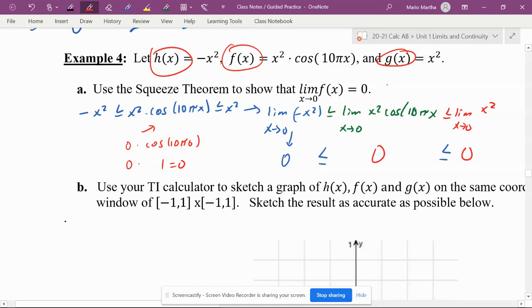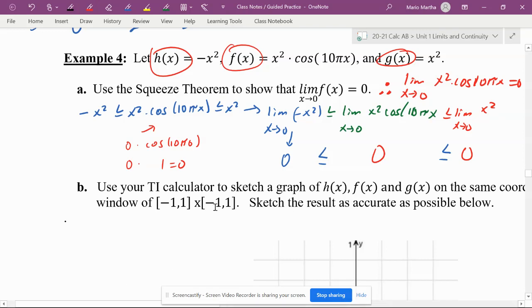So therefore, we can say that the limit as x approaches 0 of x squared times cosine of 10 pi x is also equal to 0.